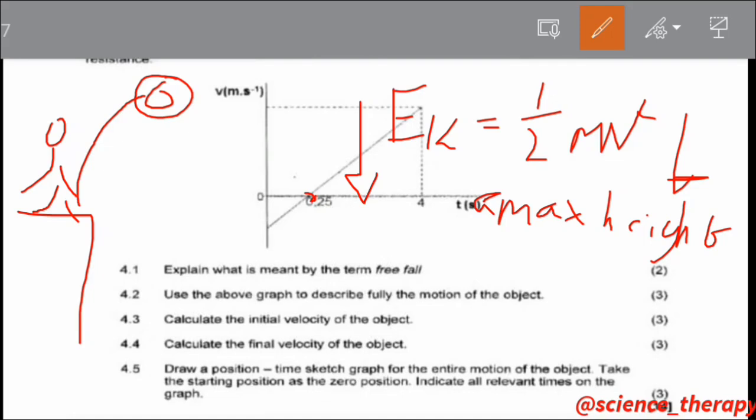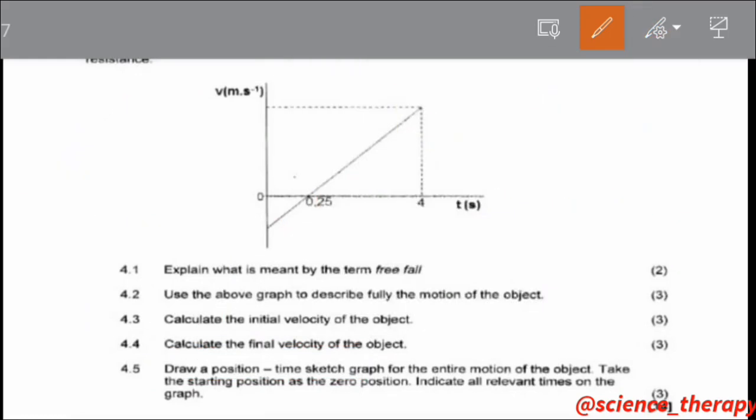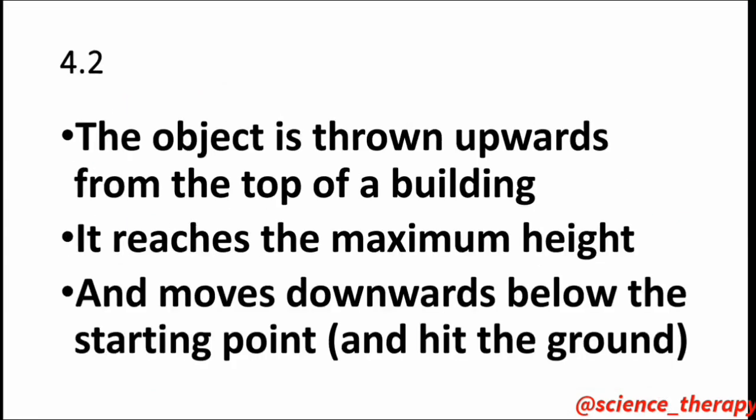So now when the ball reaches the maximum height, what happens? It now starts to go downward, and then it passes the starting point here, and then it goes downward to hit the ground. So that's the scenario that we have here, that is represented by that velocity versus time graph. Now let's put that in point form and explain. We say number one, the object is thrown upwards from the top of a building, then it reaches the maximum height and moves downwards below the starting point and hits the ground.